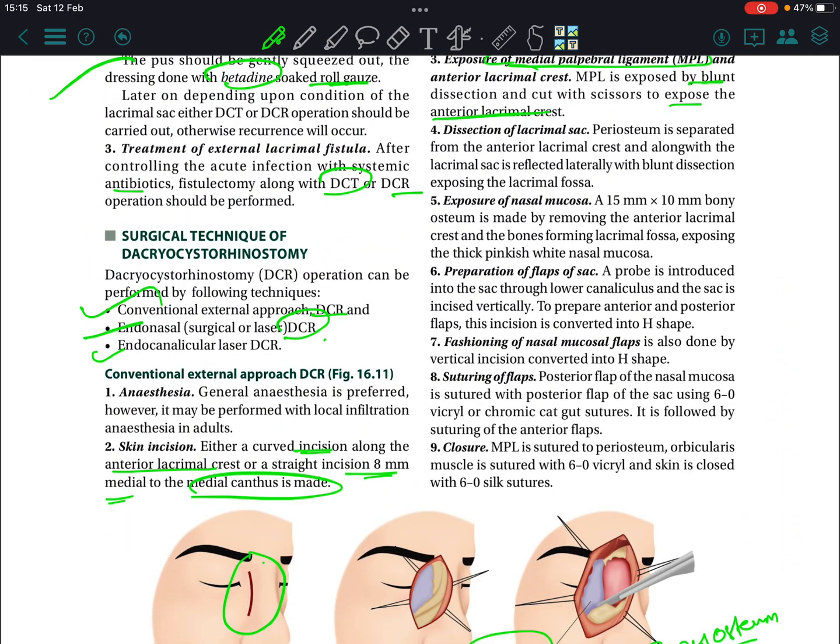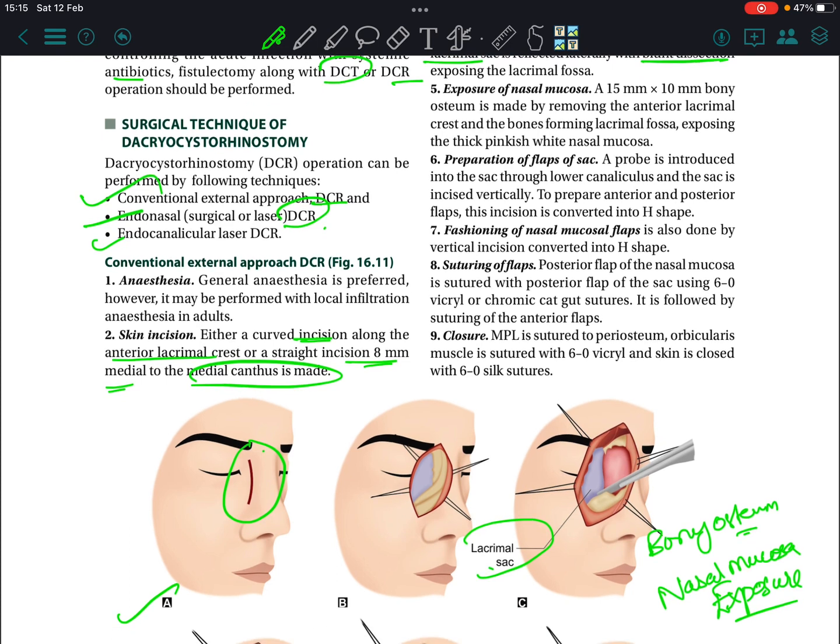Dissection of lacrimal sac: periosteum is separated from the anterior lacrimal crest, and the lacrimal sac is reflected laterally with blunt dissection, exposing the lacrimal fossa. Exposure of nasal mucosa: a 15 mm by 10 mm bony osteum is made by removing the anterior lacrimal crest and the bones forming the lacrimal fossa, exposing thick pinkish-white nasal mucosa.